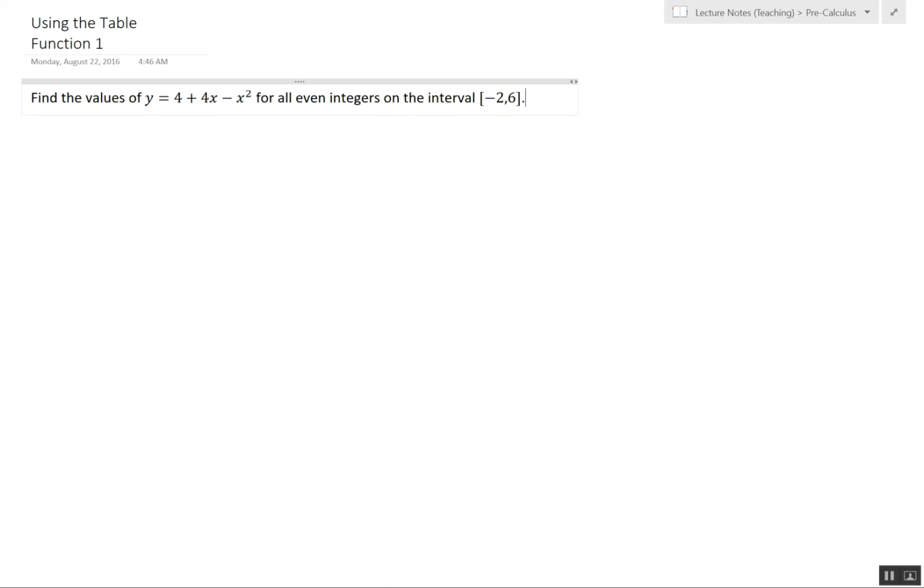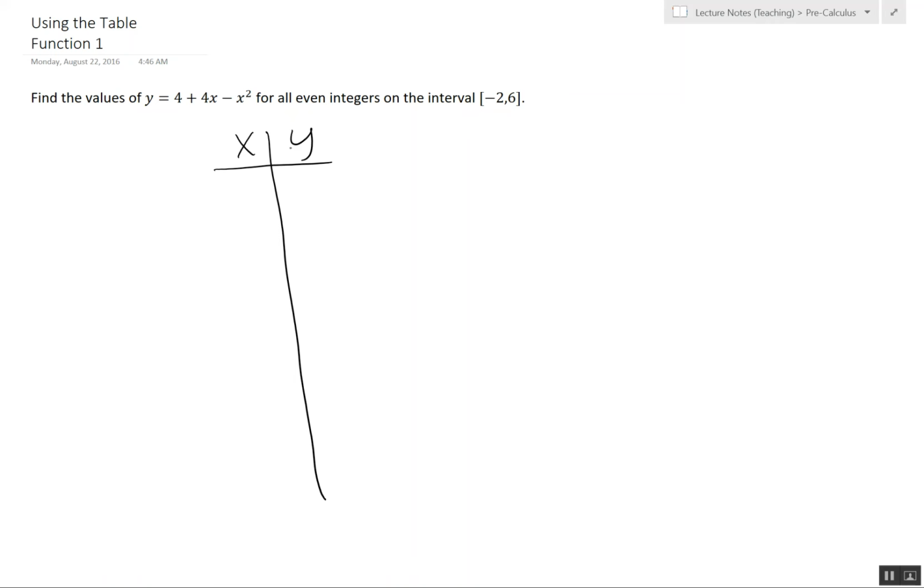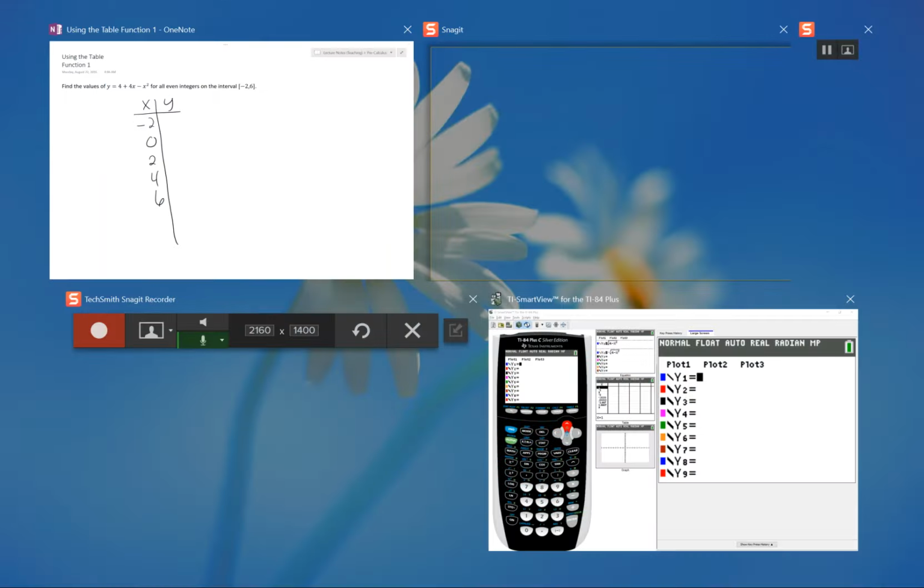We want to find the values of y equals 4 plus 4x minus x squared for all even integers in the interval -2 to 6. So if we make a table here, we're going to have values of x and values of y, so we just want all the even ones, so -2, 0, 2, 4, and 6. I was going to do all the integers, but then I realized that there's a lot of them and I don't want to write that much. So let's move over to the calculator now and see how we can do this.